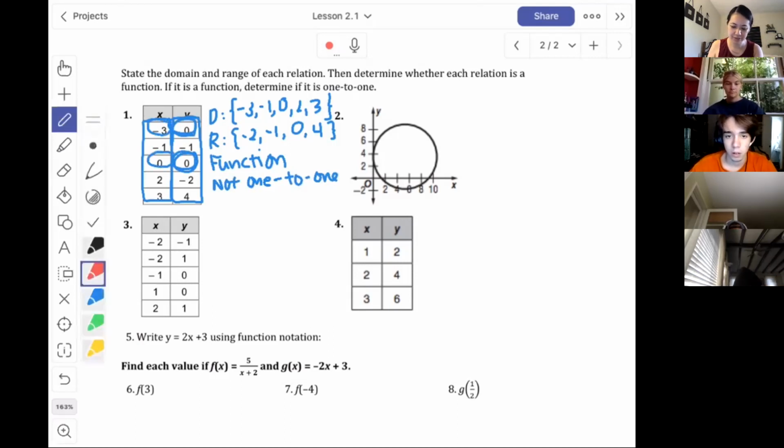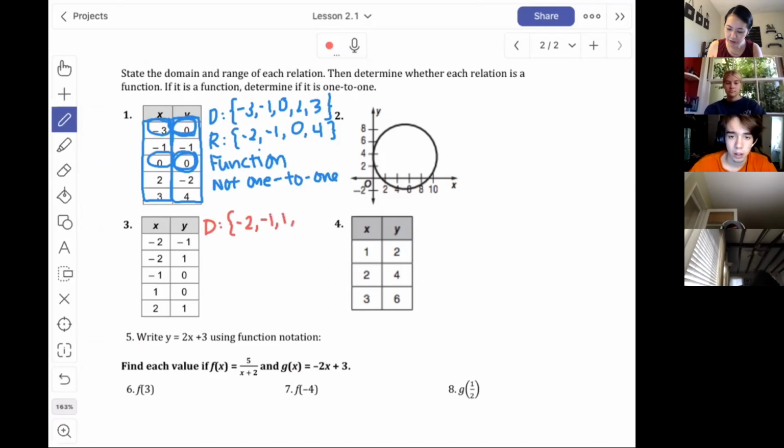All right, let's jump to number 3 so you guys can see the table one more time. So for number 3, same thing, I'm gonna do my domain. I'm gonna list my x's in order. So -2, -1, 1, and 2. Range, I got -1, 0, and 1.